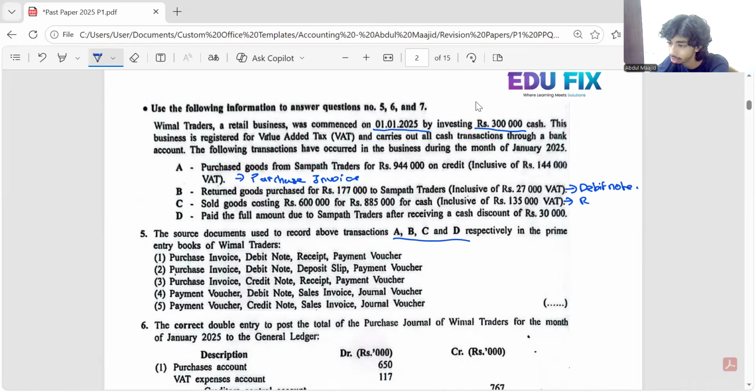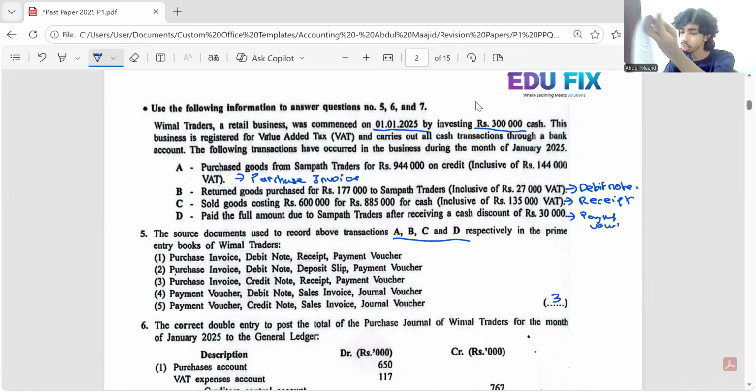So that is a receipt. Paid the full amount due to Sampath in cash after getting a discount. That is a payment voucher. So purchase invoice, debit note, receipt and payment voucher. That is answer number 3.